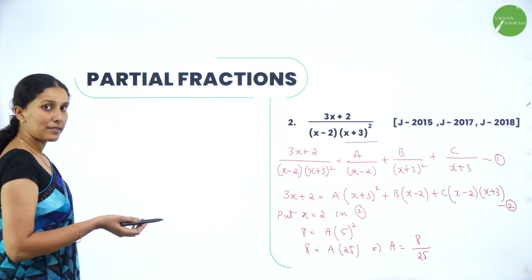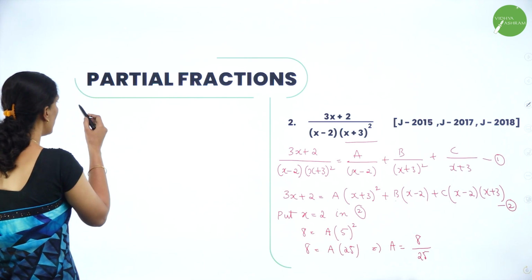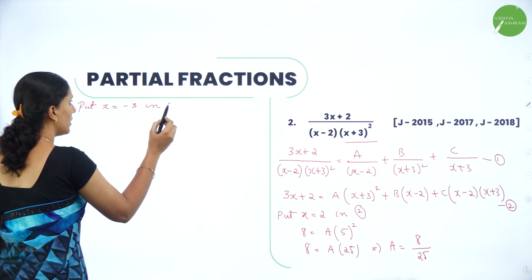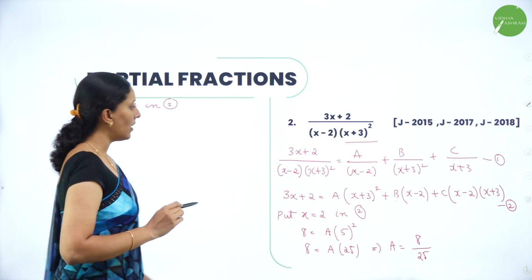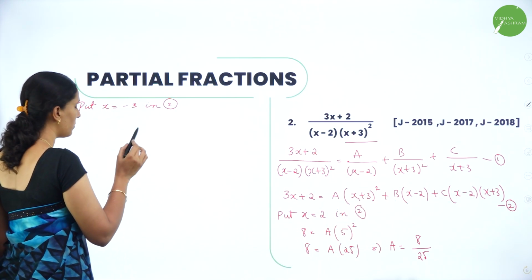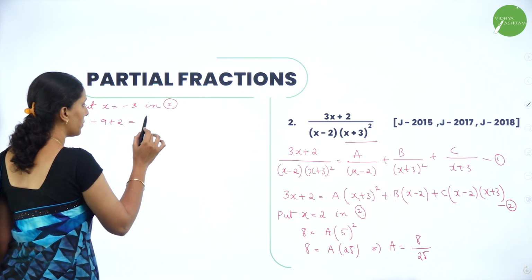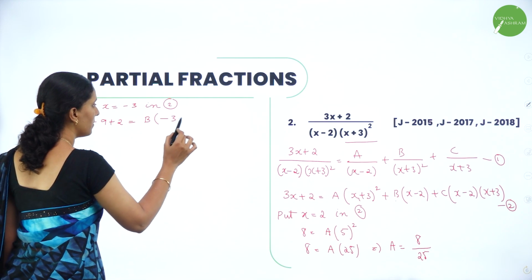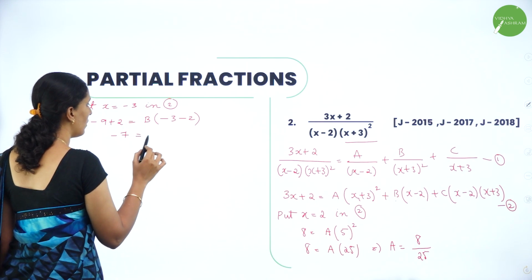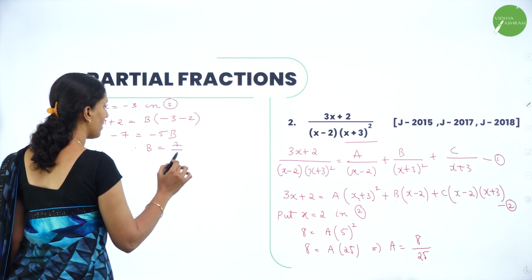Next, let's take x plus 3 as 0. If I take x plus 3 as 0, then I'll get x is equal to minus 3. So put x is equal to minus 3 in equation 2. Then the terms containing x plus 3 will become 0, so we are left with only B. So 3 into minus 3 is minus 9 plus 2 is equal to B into (minus 3 minus 2). So we will get here minus 7 is equal to minus 5B. So therefore I can write B as 7 by 5.